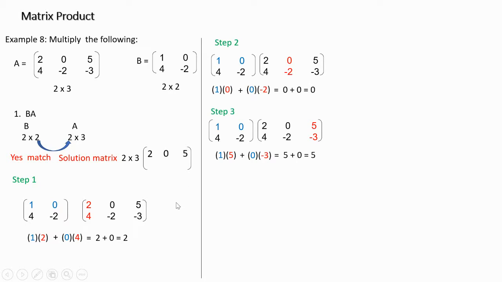So that'll be 5 plus 0. So the 5 goes here. You see, so we're done. I'm done with the first row. Why? Because there's no more columns to multiply by.